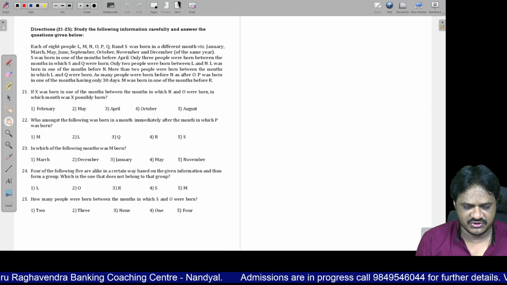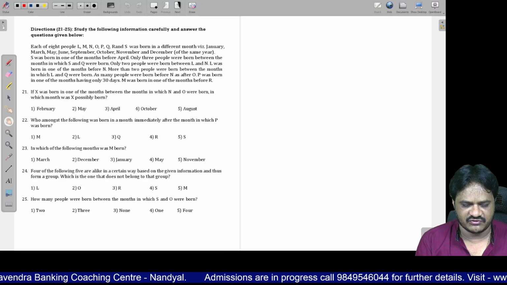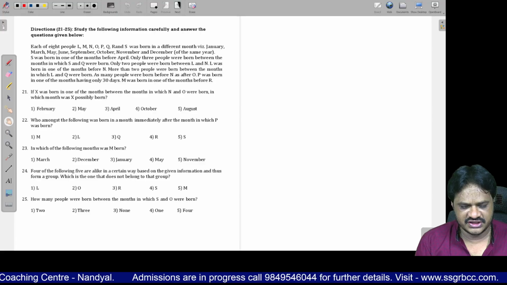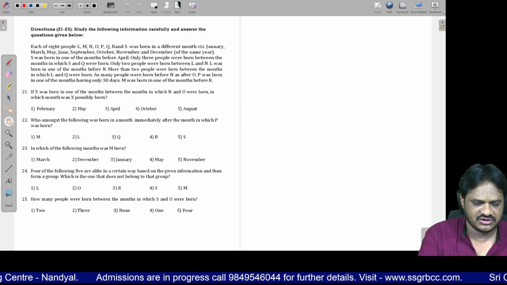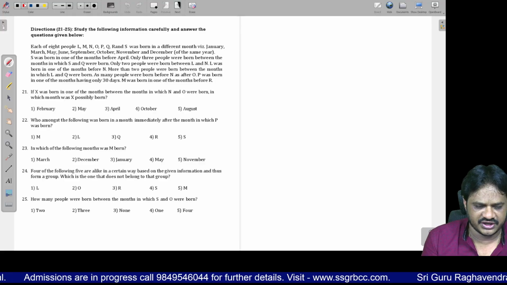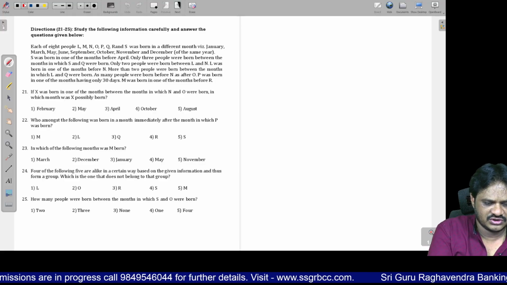As many people were born before N as after O. P was born in the month having only 30 days. M was born in the month before R. Now there are a total of 8 persons and they were born in different months from January to December.